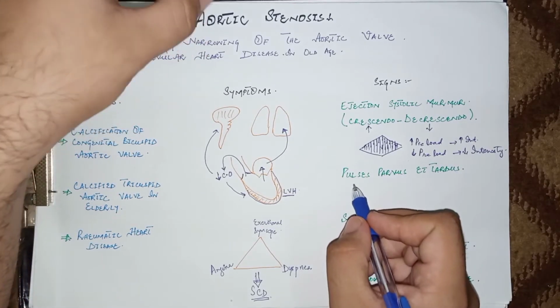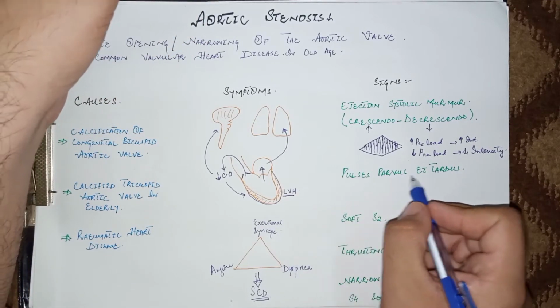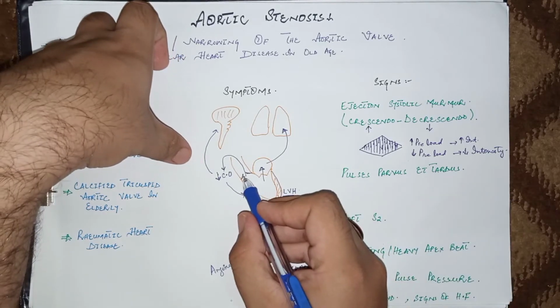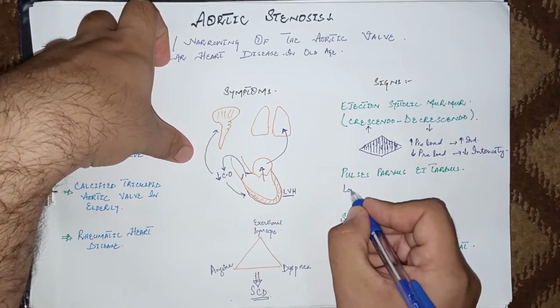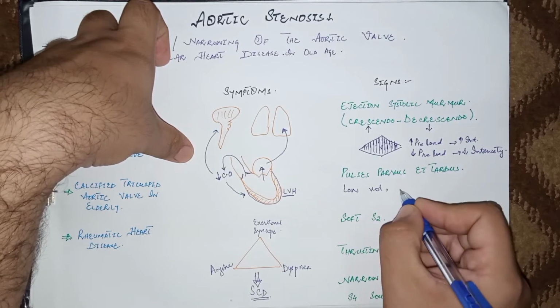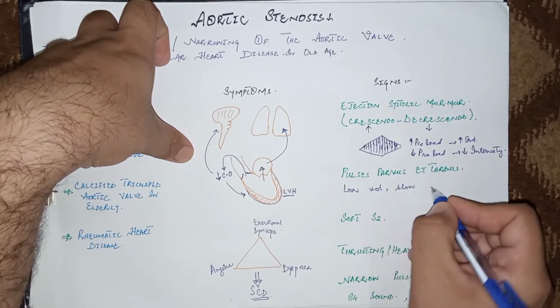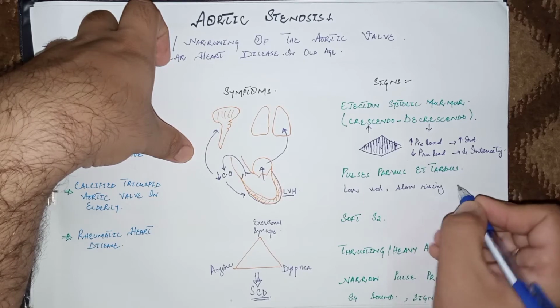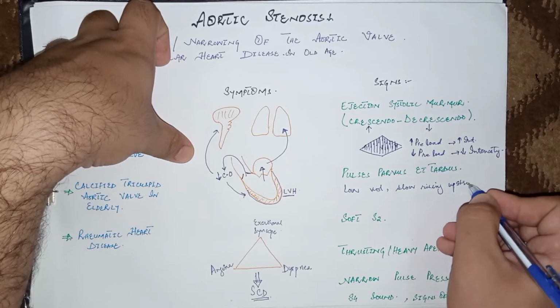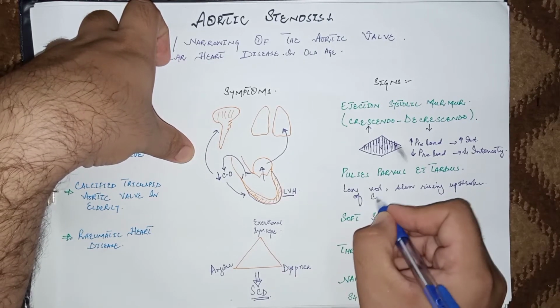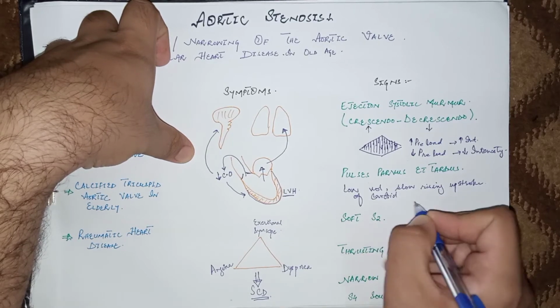Now come to the next clinical sign, that is pulsus parvus et tardus. Due to obstruction in the pathway, there is low volume and slow rising upstrokes of the carotid pulse.